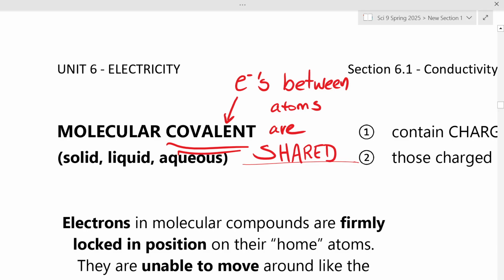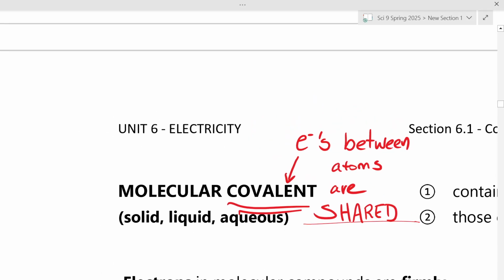Okay, so if I had, let's just do the most simple molecule we can think of. If I have a hydrogen, and I've got a positive nucleus, and it's got a single electron, and I have a second hydrogen that has a positive nucleus and a single electron. How many electrons fill up the first shell? 2. Yes? So both of these hydrogen atoms would be more stable if they had 2 electrons.